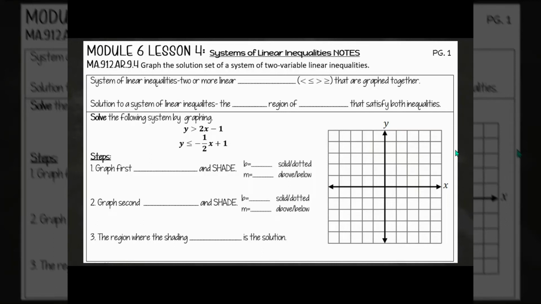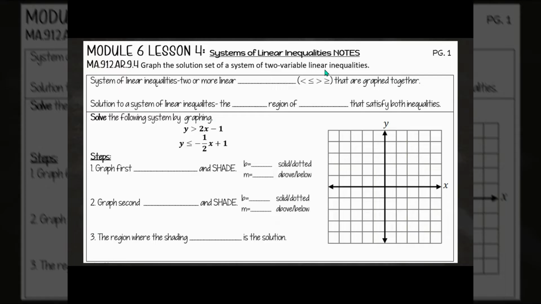All right, in this video, we're going to go over Module 6, Lesson 4, which is Systems of Linear Inequalities. This is just one page of notes, and this is in regard to benchmark AR 9.4, which says graph the solution set of a system of two variable linear inequalities.